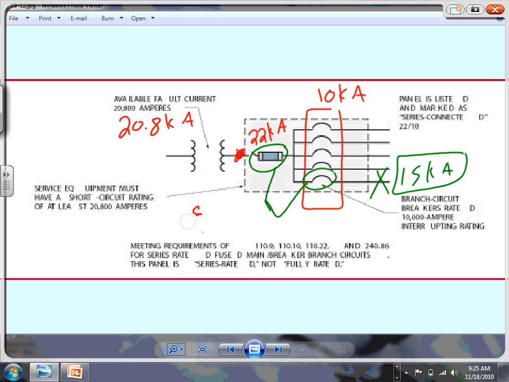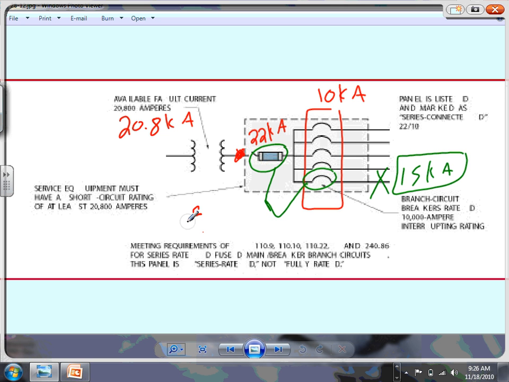Now, what's the disadvantage, Brad? You're going to tell me, oh, Chad, every time I have a high short circuit in any one of these, what's going to happen to this? Trip. You lost the whole panel. That's a disadvantage. If you have a short circuit anywhere on these, you lost the panel. Now, why would you do something like this?